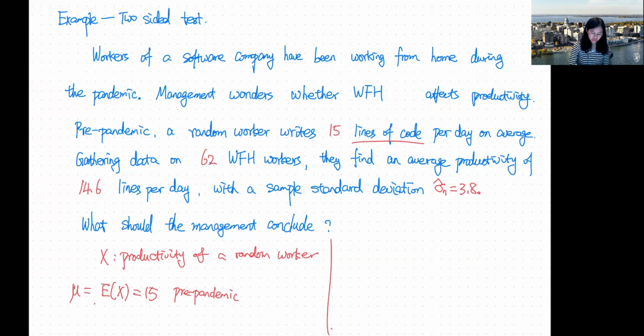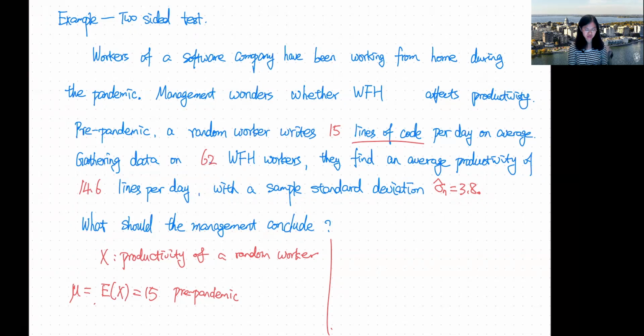And you want to know whether post-pandemic, the productivity is higher or lower than this 15%. So management collects data on 62 work from home workers, and they find an average productivity of 14.6 lines, which is slightly lower than 15, but with a sample standard deviation of 3.8. Should the management conclude that working from home affects productivity?